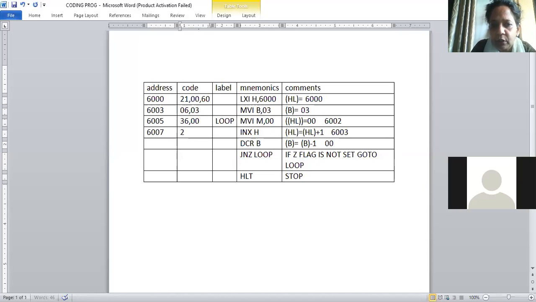INX H, the code for that is not given in your opcode sheet. It is 23. And this is a 1 byte instruction. So I do not have to write one more byte or 2 more bytes over here. The next instruction will be at 6008. Decrement B, the code is I think 05. Again, this is a 1 byte instruction. And now at 6009, you have to write jump if not 0, that particular instruction.